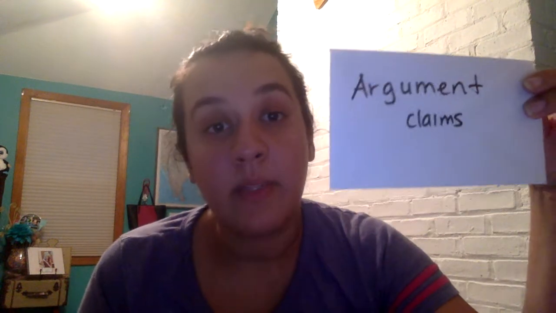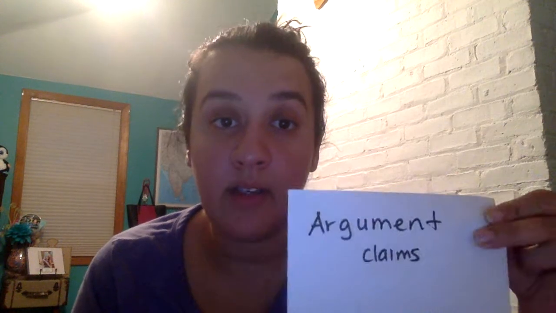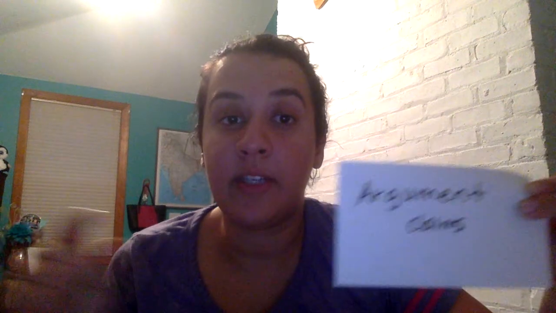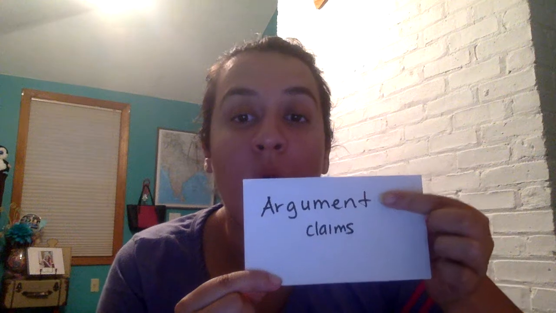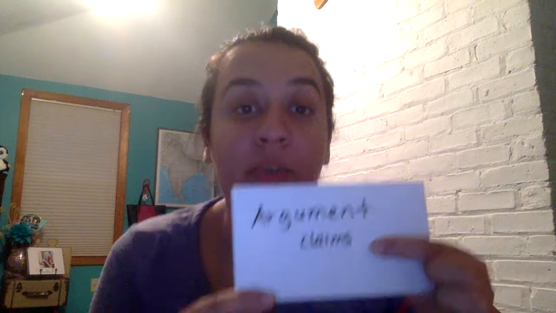So the first thing that we did in class is we went through the difference between argument and claims. Specifically, we defined what an argument is. An argument is a debatable position that an article takes, and it's also something that an entire article is trying to prove. We use the analogy that the argument is the mom and dad, and the claims are the children. The argument is what the whole article is trying to prove, and the claims are these debatable reasons that support the argument.